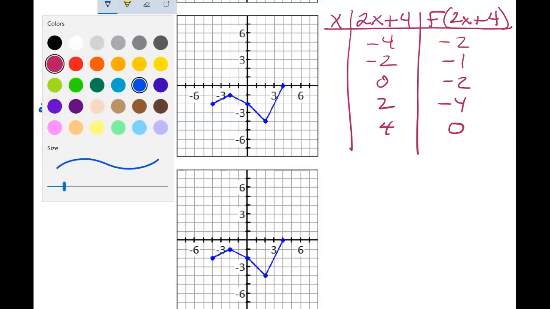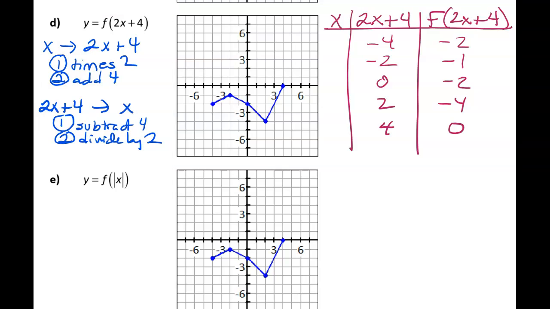So for each of those values that we see in the 2x plus 4 column, we're going to start by subtracting 4, and then we're going to divide by 2. So let's start at the bottom there with 4. 4 minus 4 is 0, divided by 2 is 0. Now let's move on to 2. 2 minus 4 is negative 2, divided by 2 is negative 1.